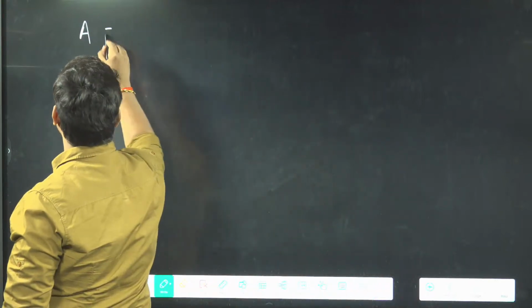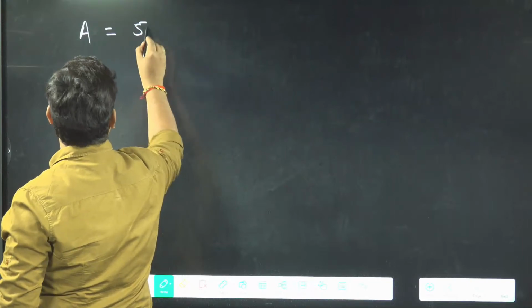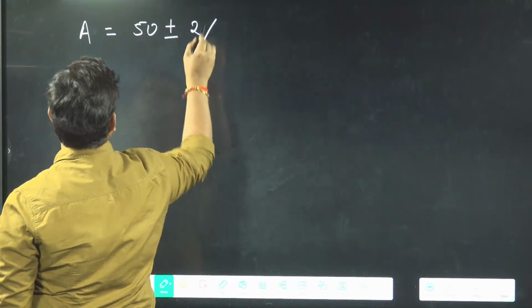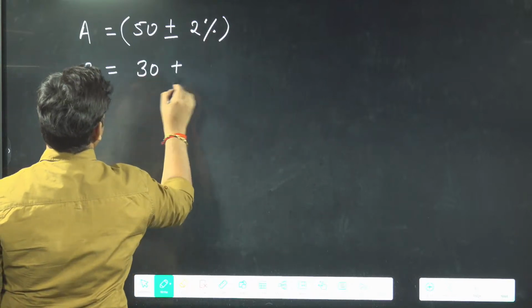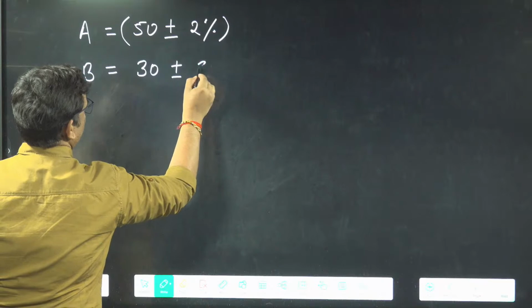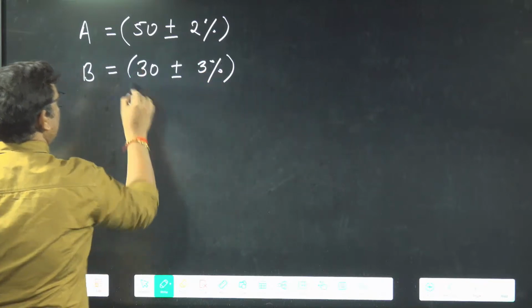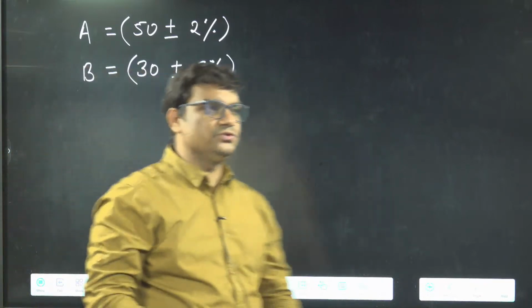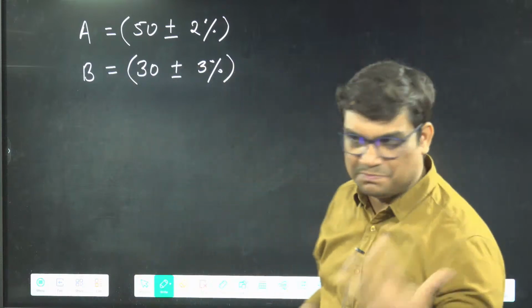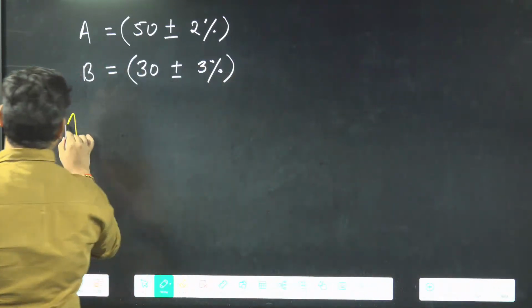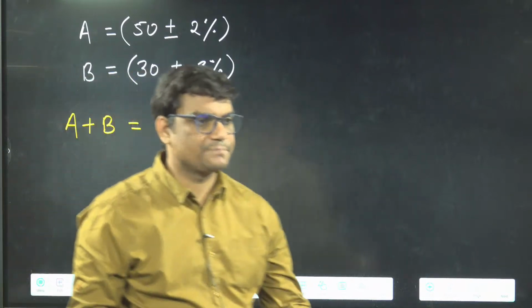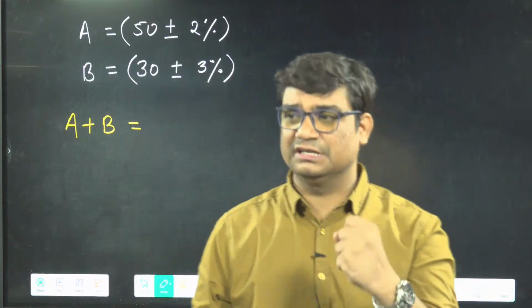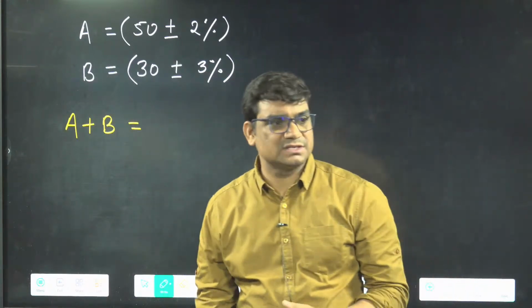Okay, I'm giving one question to you. Quantity A, suppose they have given here 50 plus minus 2%, and B equal to 30 plus minus 3%. Now you need to find the answer for this one. A plus B I'm asking. What is the A plus B? Tell fast. 80 plus minus 5%.